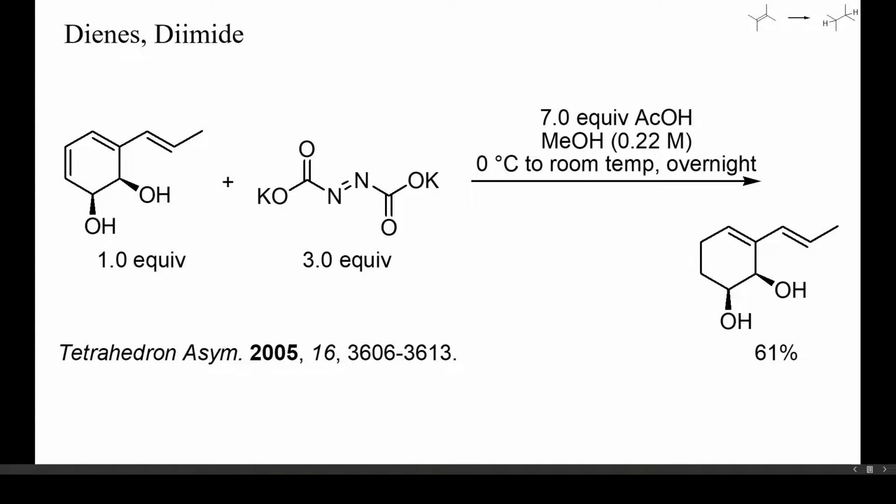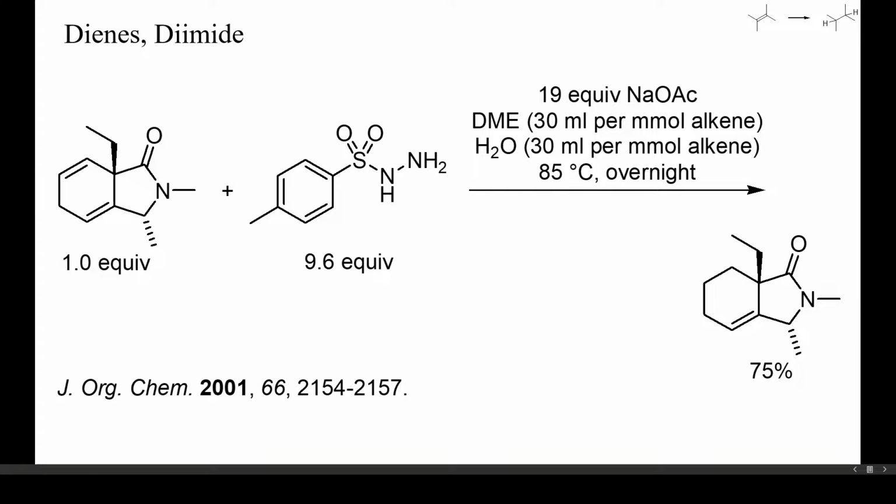Here, a starting triene had to be reduced selectively. Again, this could be achieved with diamide, generated by acidification of potassium azodicarboxylate. A further possibility to generate diamide is by heating sulfonyl hydrazides with a weak base, as in this example. Here, again, the sterically more accessible double bond was hydrogenated first and with high selectivity.